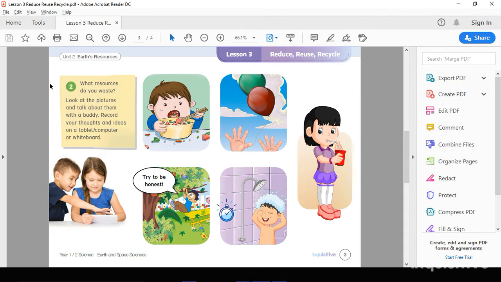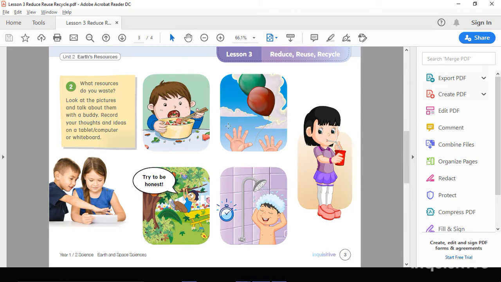So it says record your thoughts and ideas on a tablet, computer or whiteboard. Guys, you don't have to do that activity if you can't. If you want to, then you can, but if you can't, then that's fine. So I'm having a look at the pictures over here because these will give us some clues, like some ideas to start with. So I'm looking at this boy. He's eating from a bowl and he's got wooden chopsticks in his hand.